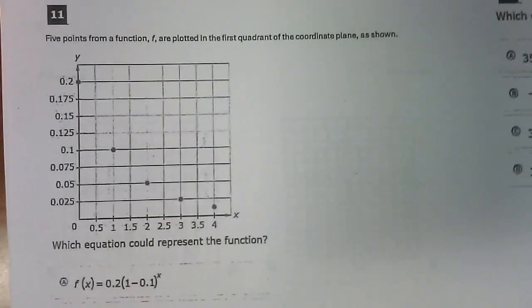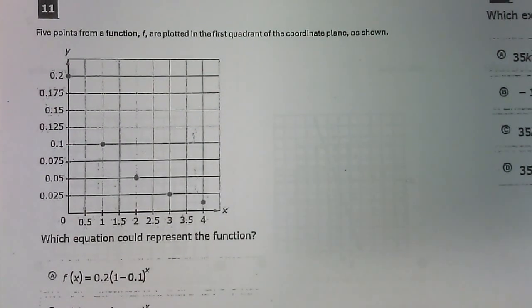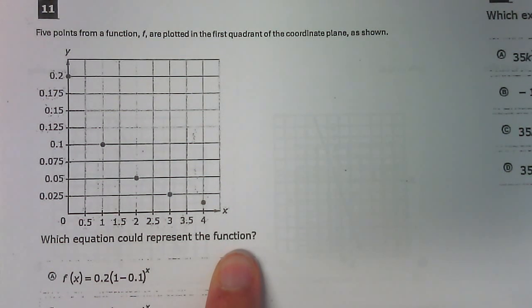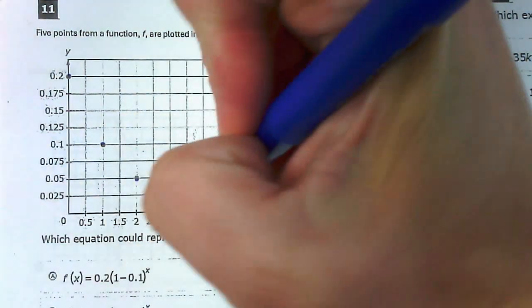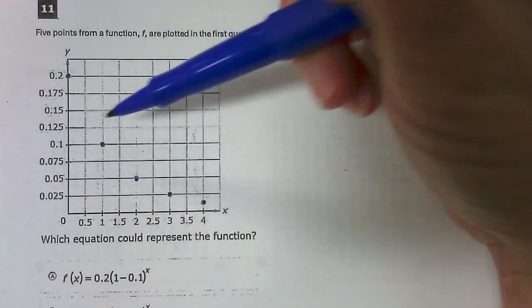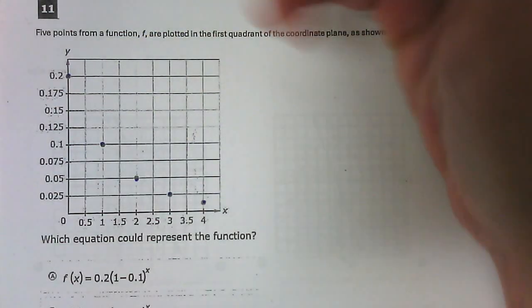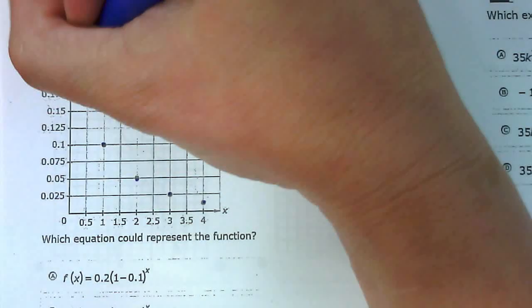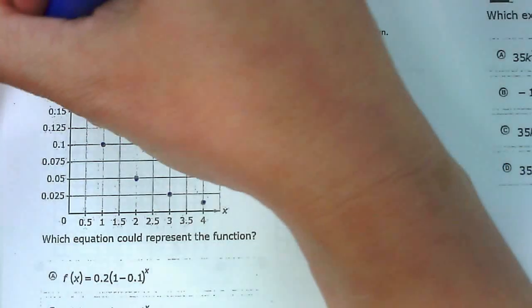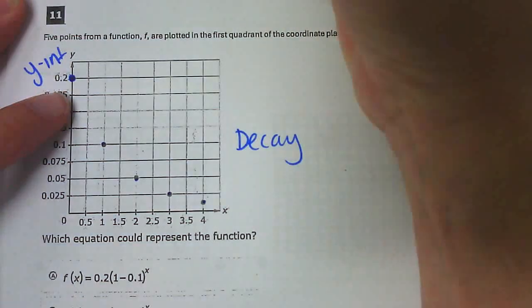All right, number 11. If you want to pause for a minute and read the question to yourself. Okay, we want to know which equation could represent the function. So here we can tell that these dots, if you can't see it on the copy very well, are decreasing. So we know this is going to be a decay question. We can also see that our y-intercept here is at 0.2.